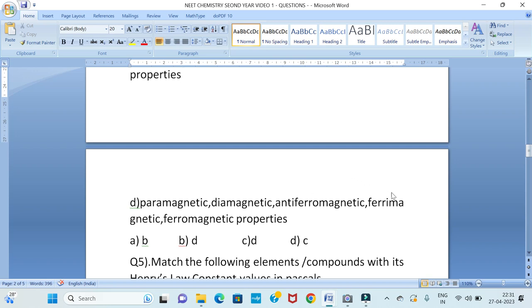Ferro, ferri, ferro. Three have similar pronunciation, though the spelling is somewhat different. Ferro, ferro are the same, ferri, and para, dia. Like that you can easily remember. Easy, you can remember.